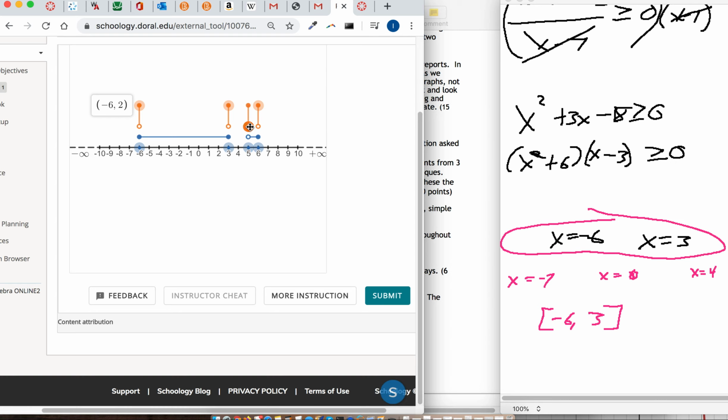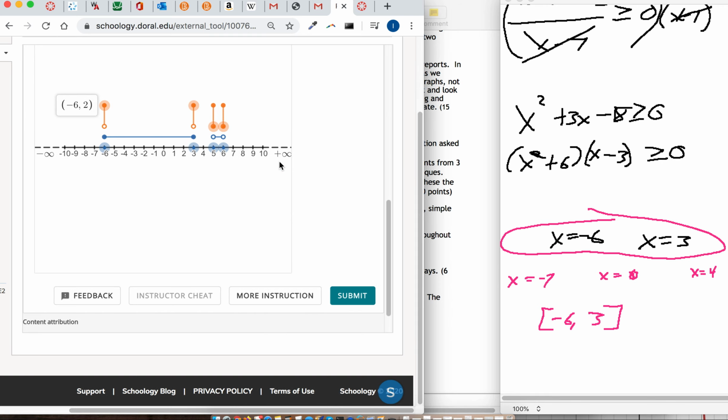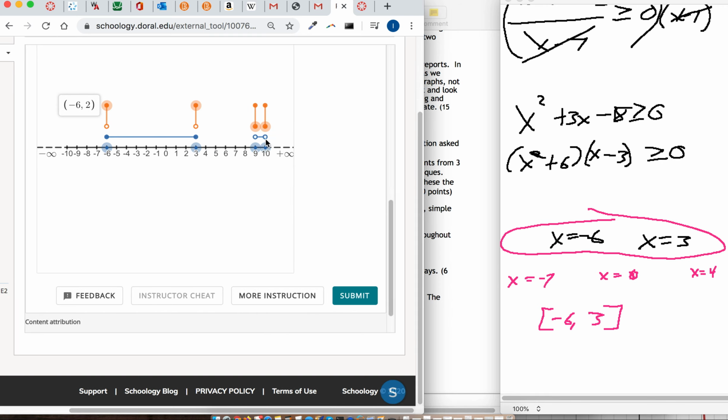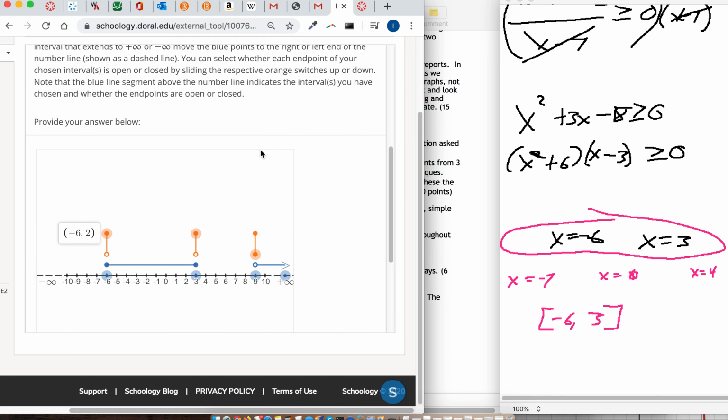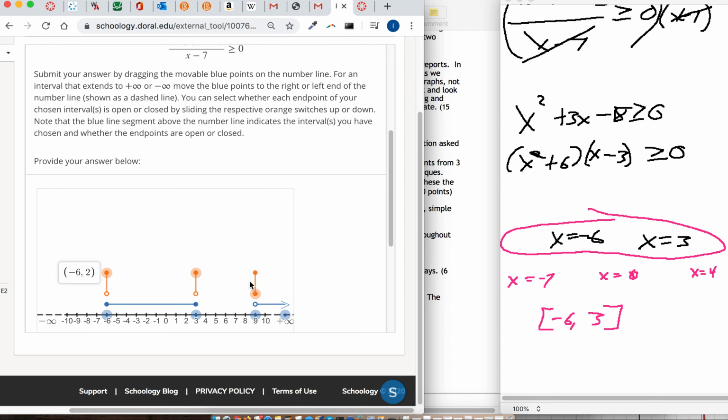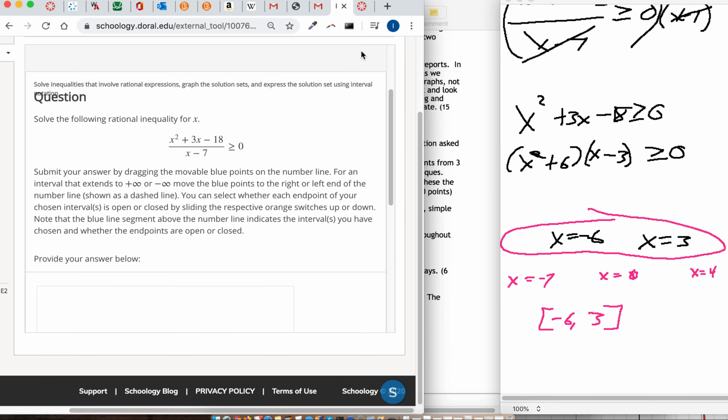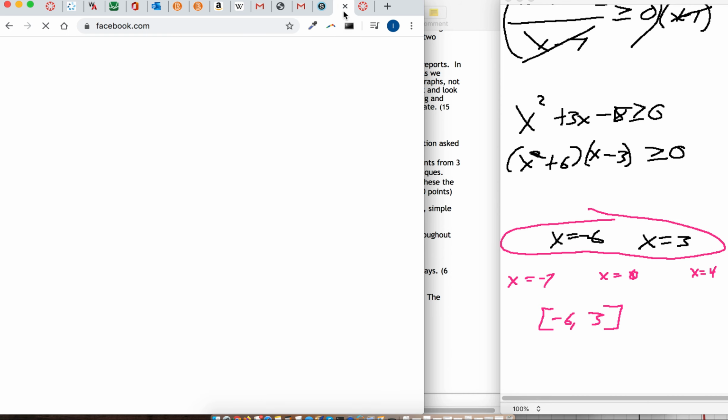I don't know. Let me just drag it out. Get out of here. We don't want you. No. I'm not crazy, right? That's the solution. No, it's Facebook. You don't want to look at my Facebook.